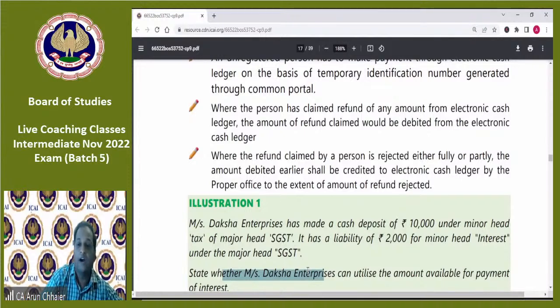You raise the question, but after solving the illustration number 1. You all are requested to give the answer for the illustration number 1.